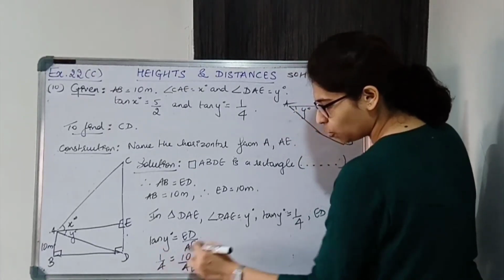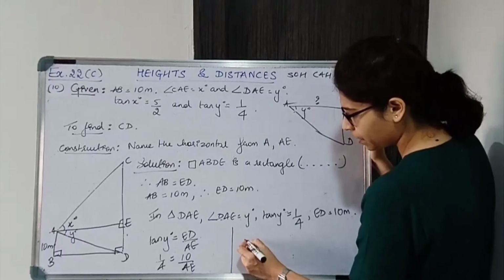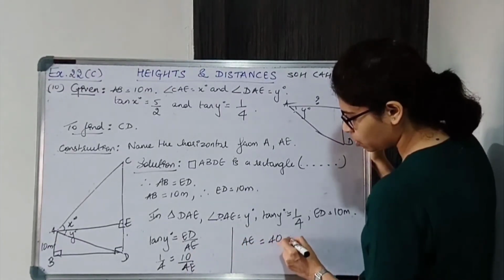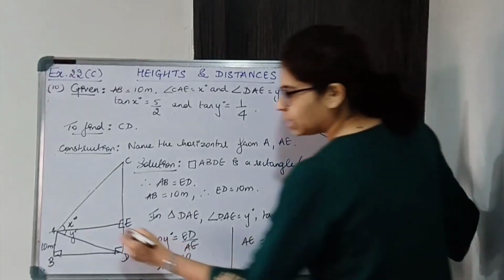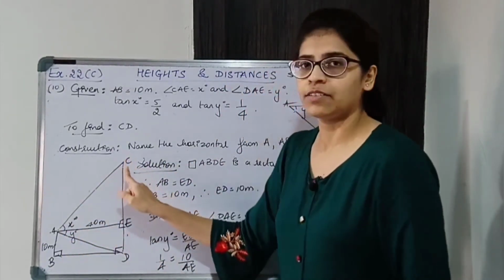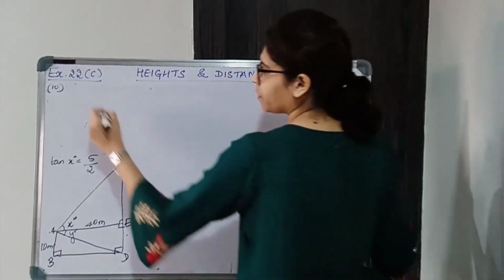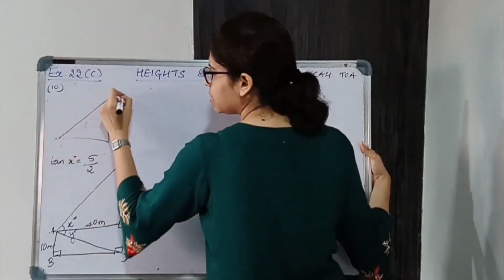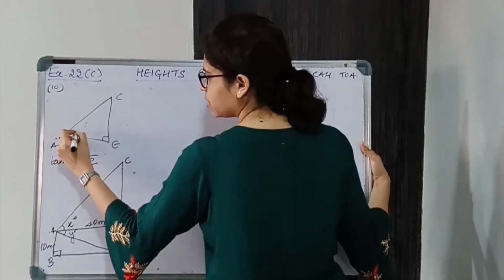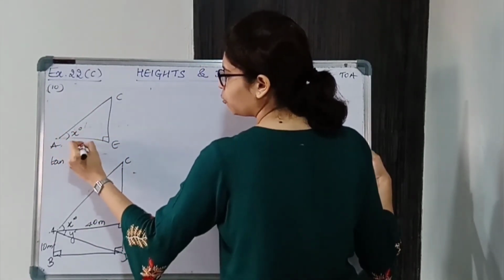So shift AE over here and this over here, cross multiply. So AE into 1 gives AE and 4 into 10 gives 40. So 40 meters. We got AE. Now we'll consider triangle CAE and find CE. Okay. So consider triangle CAE. Okay, this is x degrees. AE we found is 40 meters.